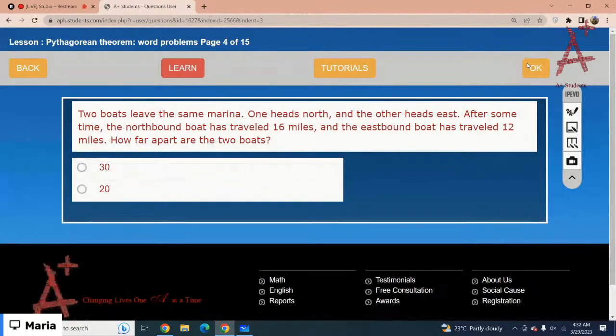Two boats leave the same marina. One heads north and the other heads east. After some time, the north boat has traveled 16 miles and the east boat has traveled 12 miles. How far apart are the two boats? Got it?